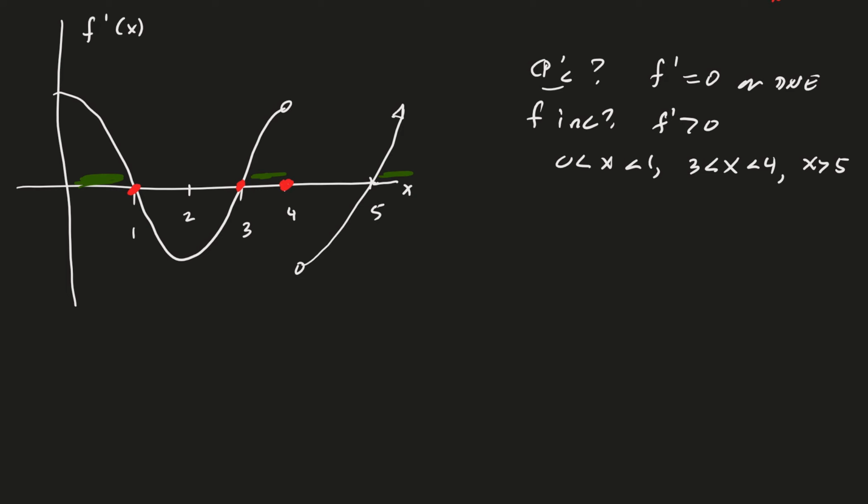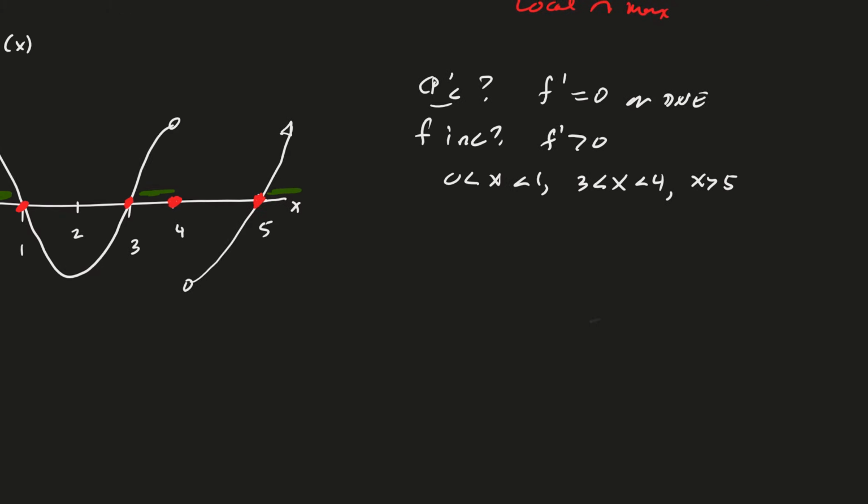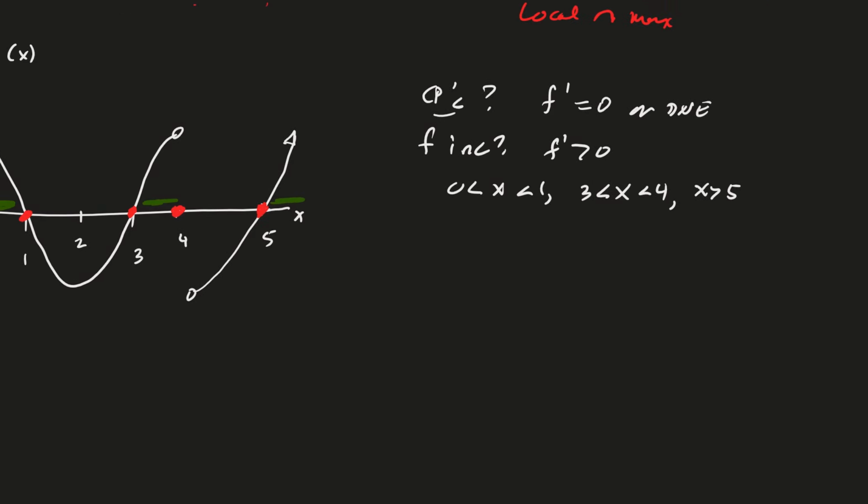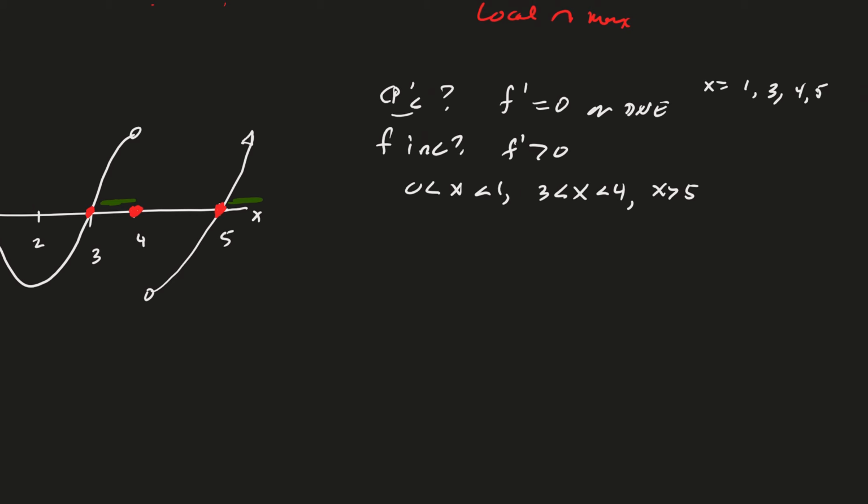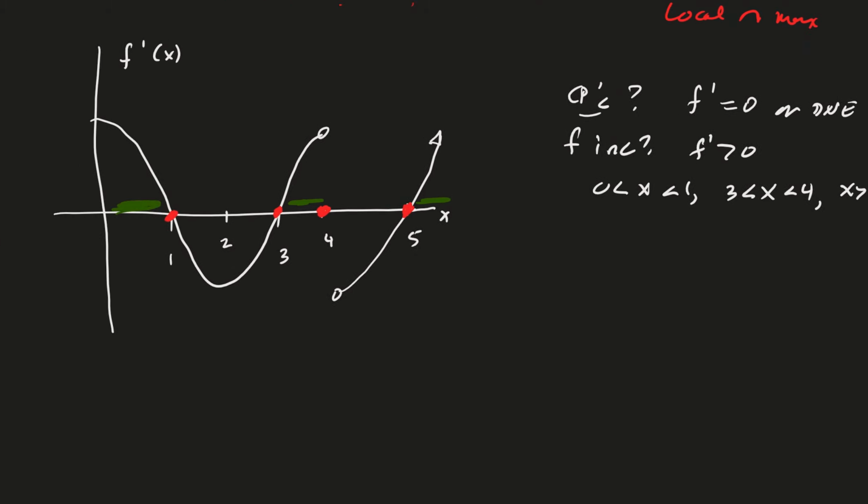Notice I'm not including those points. Oops, did I forget 5 in my computation? I did. Let's see, where's my critical points? I guess I didn't actually write them down, huh? X equals 1, 3, 4, 5. Okay. Now, f is going to be decreasing in the other intervals. So f is decreasing here, and f is decreasing here.